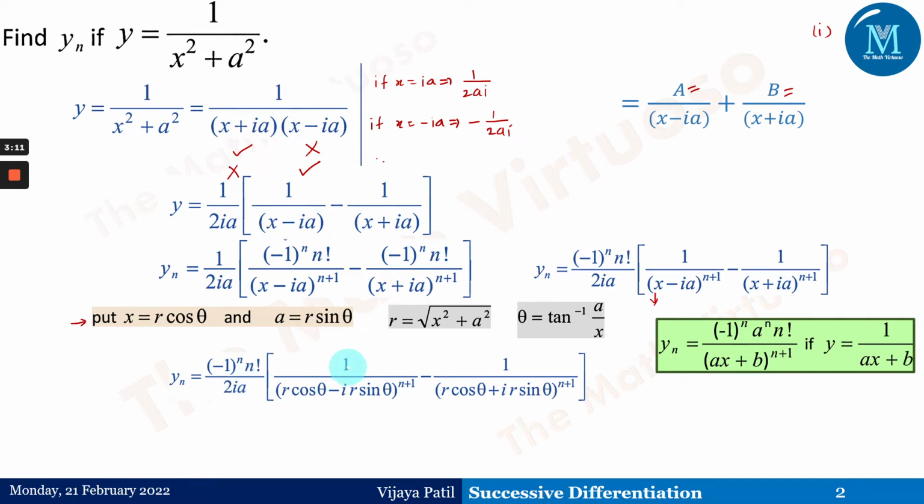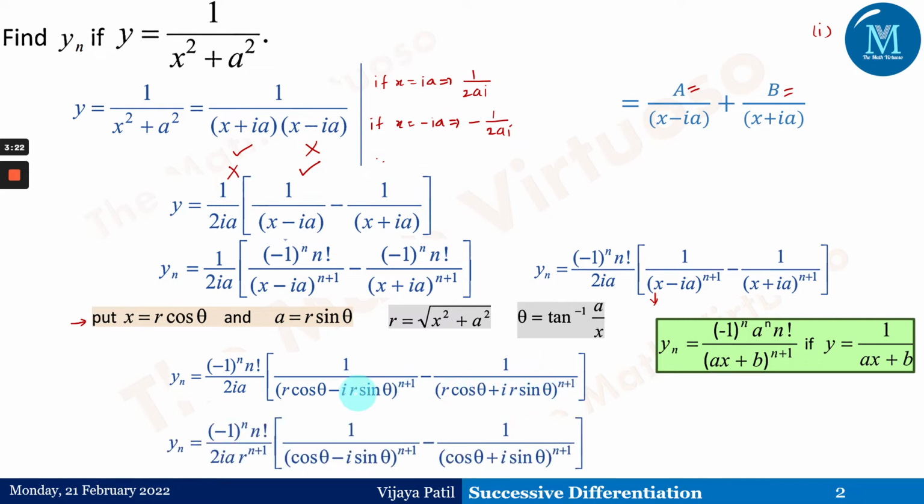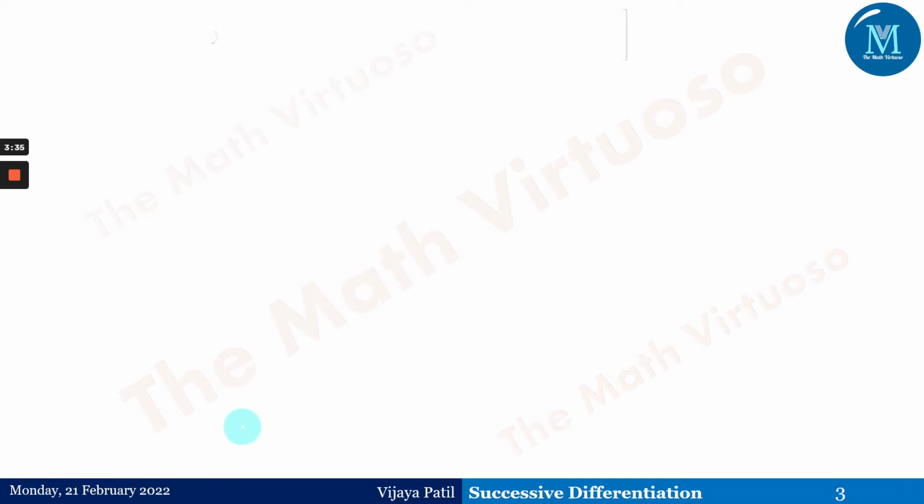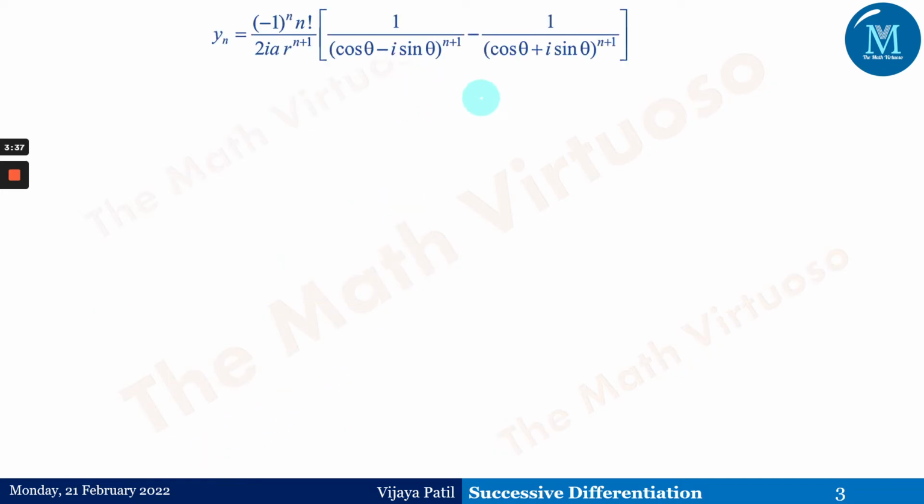Now this is 1 upon (r cos theta minus i r sin theta) to the power n plus 1, minus 1 upon (r cos theta plus i r sin theta) to the power n plus 1. The r comes out from both brackets as r to the power n plus 1. Then we have this particular factor. I have purposely kept the same step as the last step.